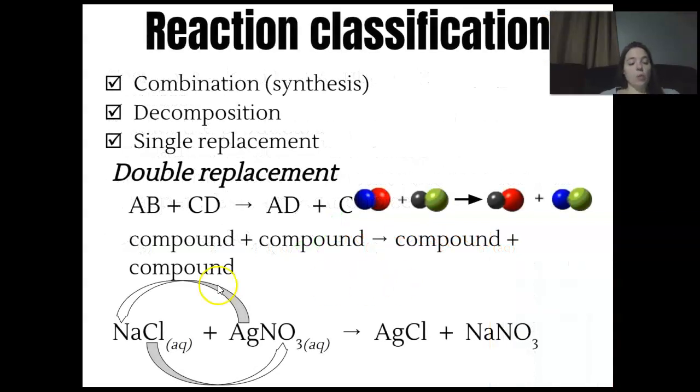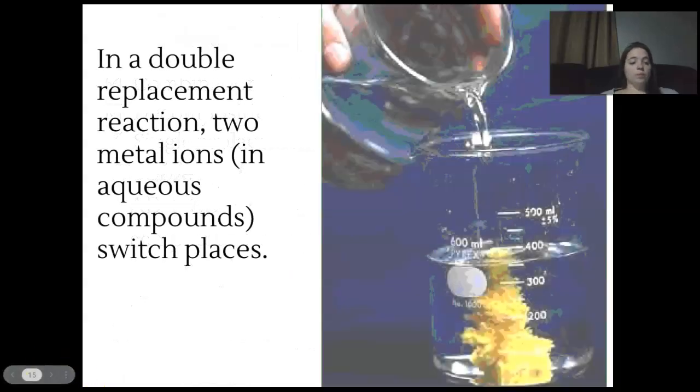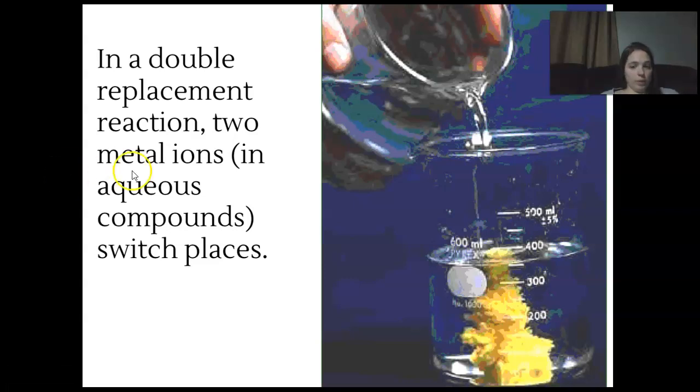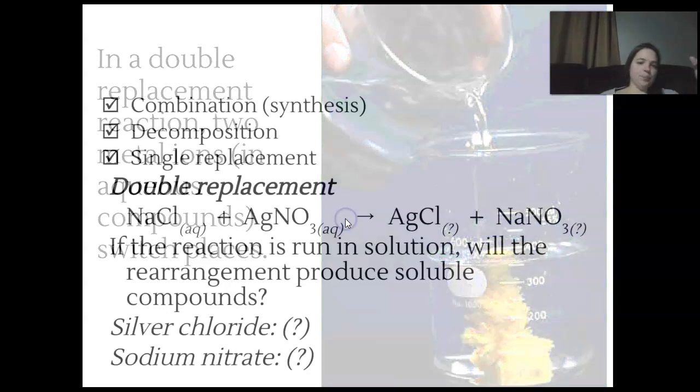All right, so now we have double replacements, right? Double replacements is instead of having just the element and a compound, you have a compound, gives you a different compound and a different compound. So looking at these colors, you got blue and red with black and yellow, goes to black, red, blue, yellow. In the double replacement, looking at this, 2 metal ions, the positives, in the aqueous compounds switch places. All right. And as you can see, it should make something kind of solid looking.